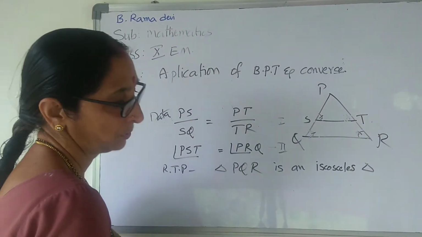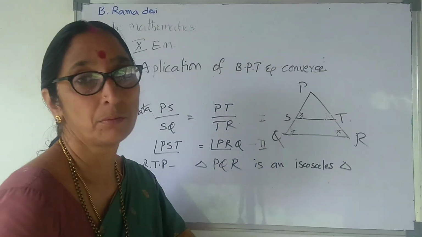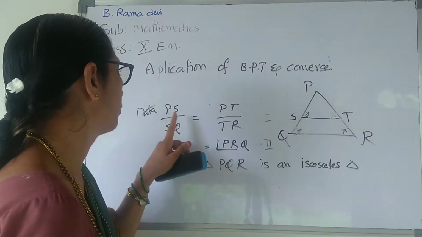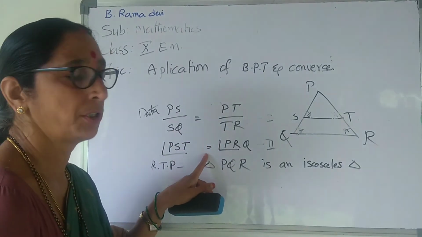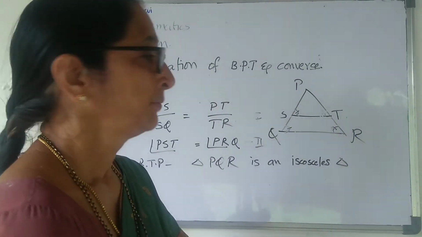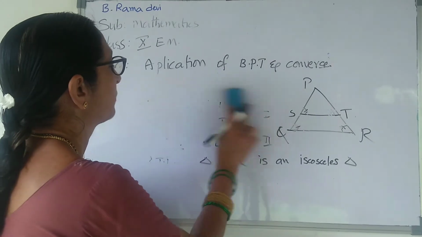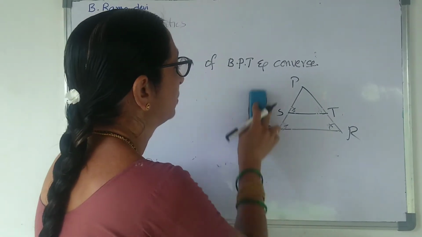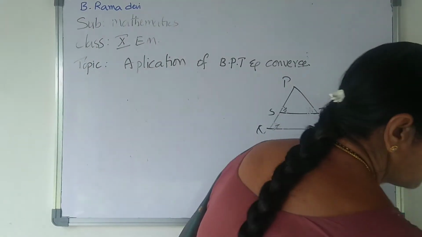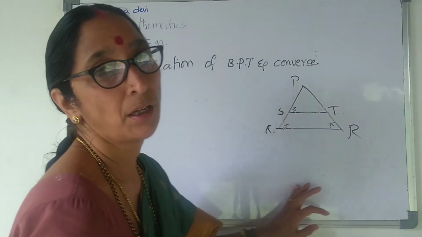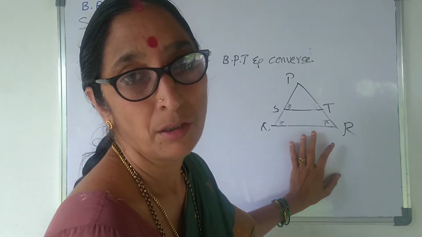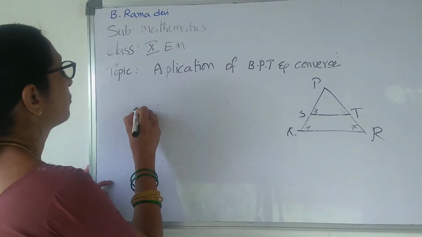you have to complete. First, note down the triangle and note down the data point 1 and point 2 and then RTP. Then there is no necessity for the constructions. These two lines are sufficient. So proof.